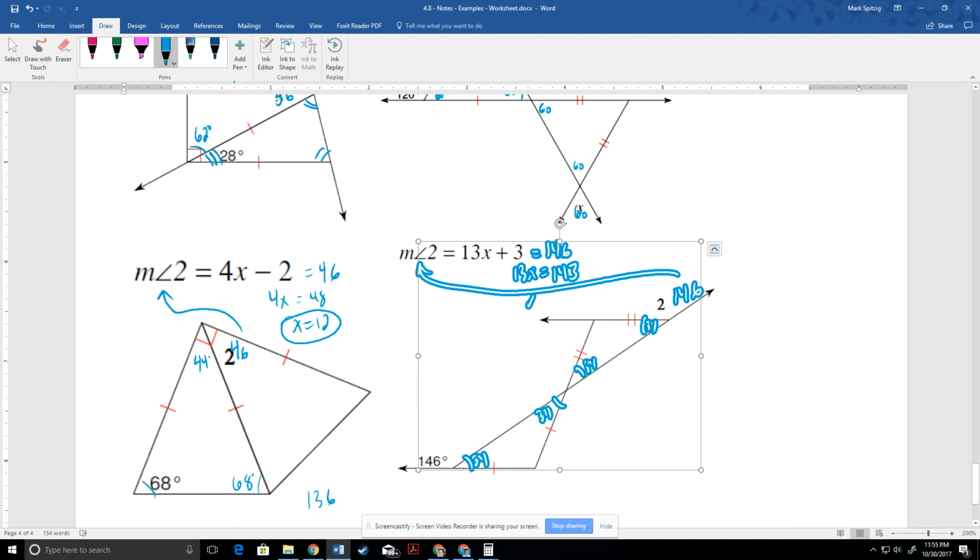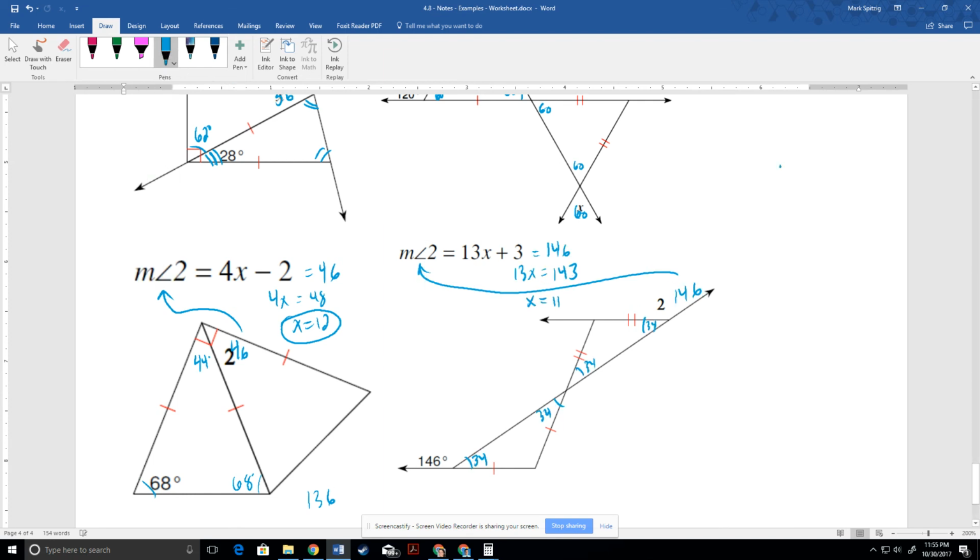Cool. Where are we? There we are. X equals 11. Nailed it.